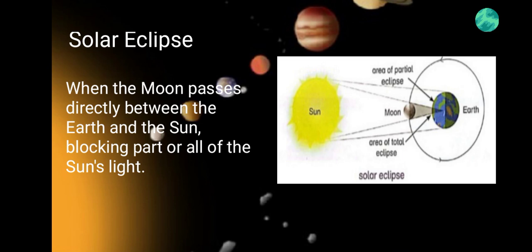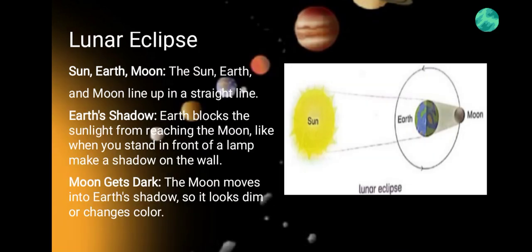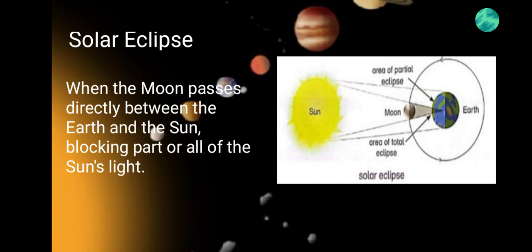It's the same like lunar eclipse. The difference is the place of the moon. In lunar eclipse, you can see that the moon is behind the earth, and in solar eclipse the moon is between the earth and the sun. The moon is blocking the light.